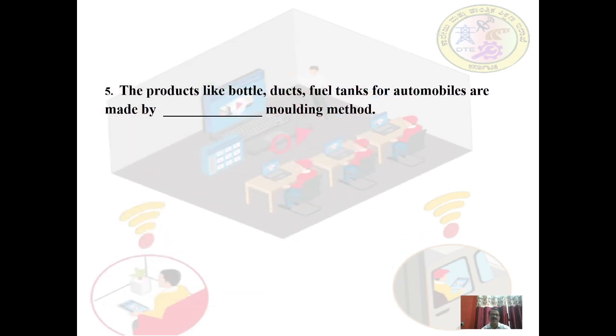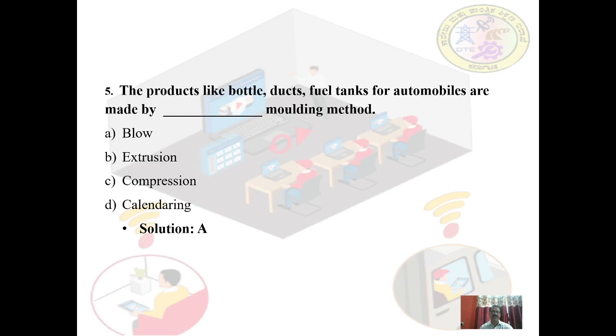Fifth question: products like bottles, ducts, fuel tanks for automobiles, etc. are made by dash molding. Options are A. Blow molding, B. Extrusion, C. Compression, and D. Calendering. The right answer is A, that is blow molding.